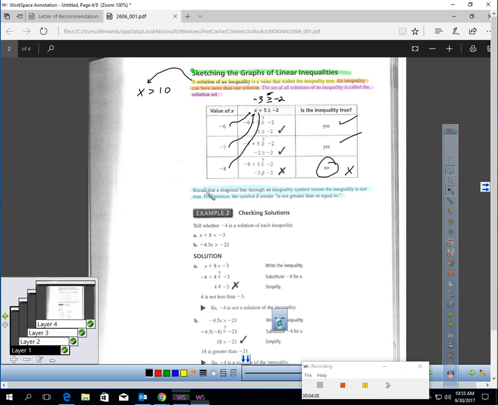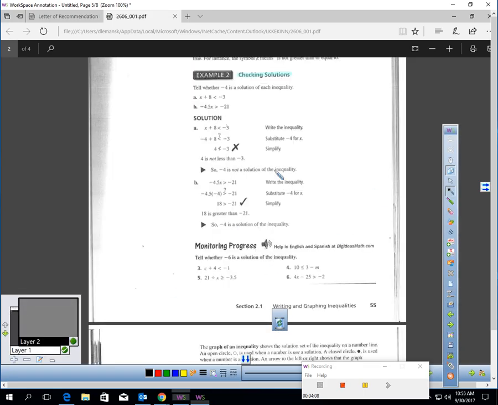Now it's important to note that if you have a diagonal line through an inequality symbol, that means the inequality is not true. For instance, this greater than or equal symbol with a slash through it would mean is not greater than or equal to. Here would be an example of that. 10 and 15. 10 is not greater than or equal to 15. So I'd put a slash through this because this is not true. 10 is not greater than or equal to 15. Okay?